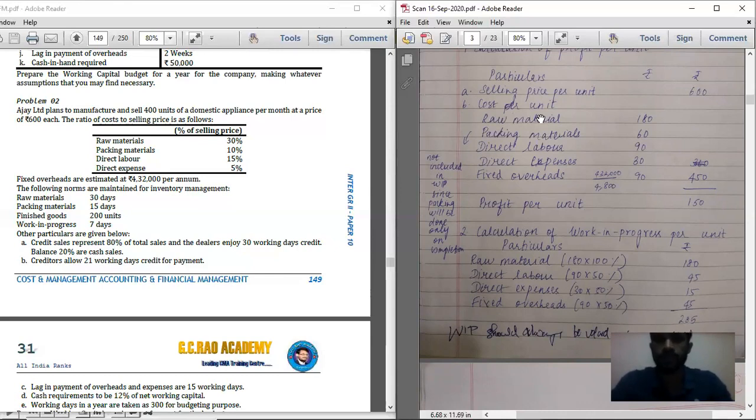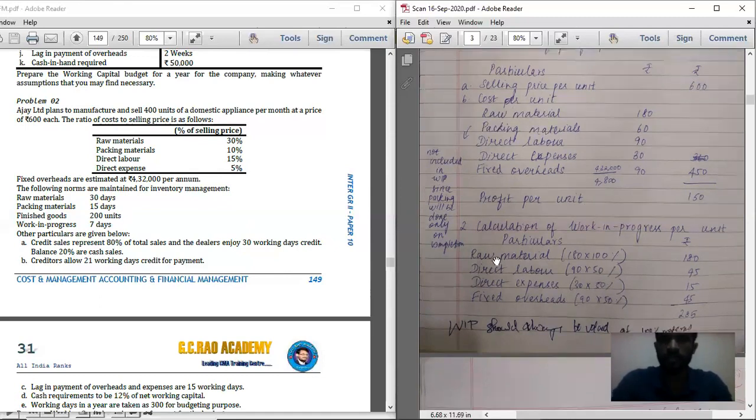What are all the different costs given here? Raw material, packing material, direct labor, direct expenses and fixed overheads. So first, raw material. How much is the raw material? They have given 30% of selling price. So 600 is the selling price into 30%, you will get 180 rupees. In the inner amount column, put 180.